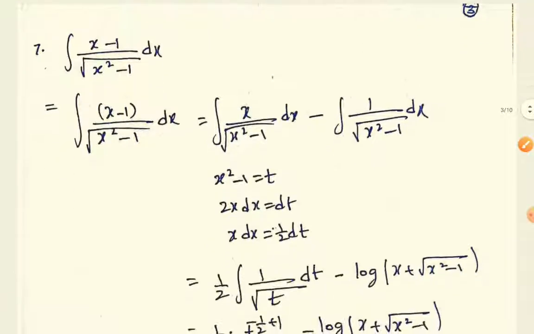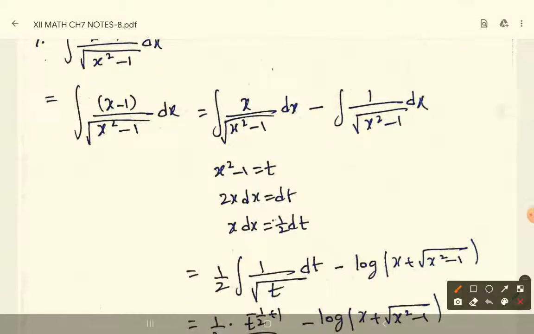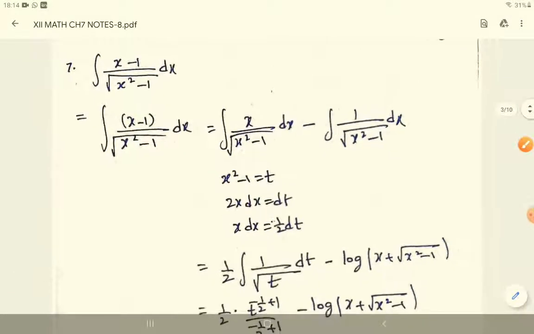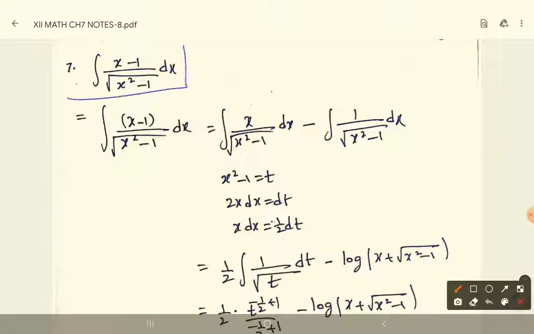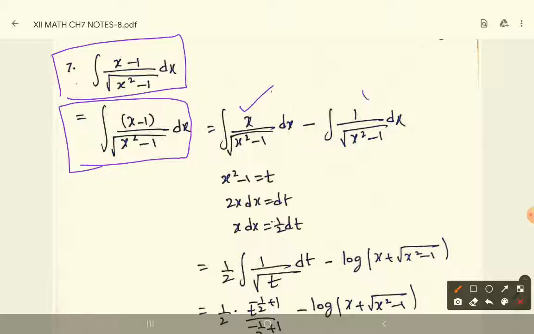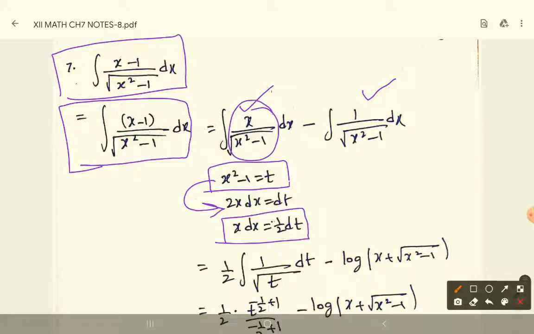x minus 1 by root over x square minus 1. How to do it? So first take the integral like that, and split the integrand as x by root over x square minus 1 and 1 by root over x square minus 1. So in the first integral, you can take x square minus 1 is equal to t, so that 2x dx is equal to dt. x dx can be substituted as 1 by 2 dt. So it is 1 by 2 outside, 1 by root t dt.